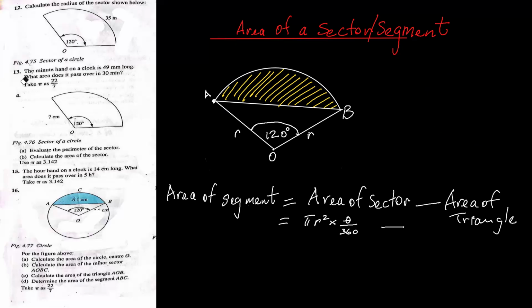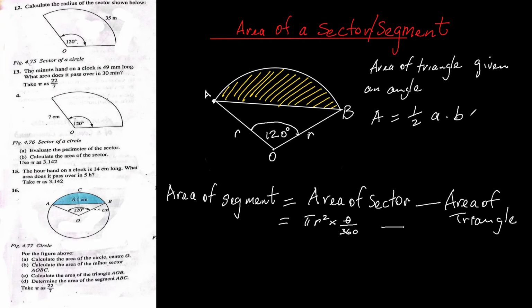Area of a triangle given an angle. Now, this is an easy formula. The formula is A is equal to a half A times B times the sine of C.